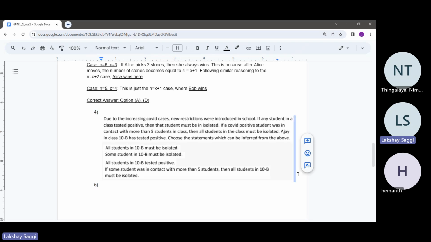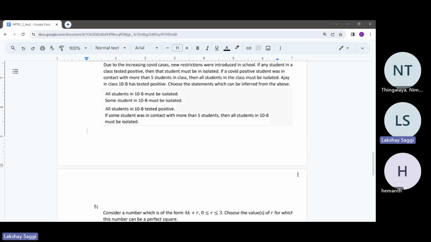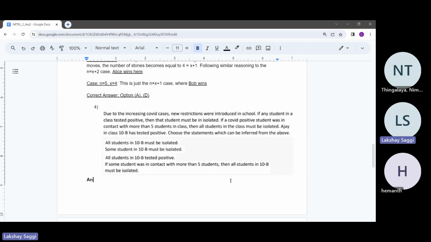The fourth is a bit relaxing question, easier than all these previous questions which we were discussing. So you might feel a bit relaxed here. Question 4 is straightforward, related to rules of inference, whether you can apply the implications directly. So the question is, due to increasing COVID cases, like this is a bit old question, when COVID was actually prominent, new restrictions were introduced in a school.